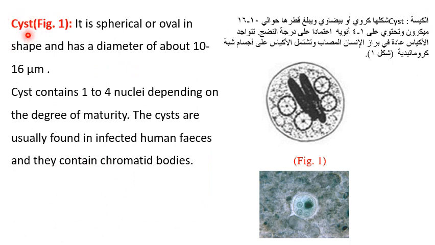Now we are going to describe the cyst. Figure 1. It is spherical or oval in shape and has a diameter of about 10 to 16 micrometers. The cyst contains 1 to 4 nuclei depending on the degree of maturity. The cysts are usually found in infected human feces and they contain chromatoid bodies.